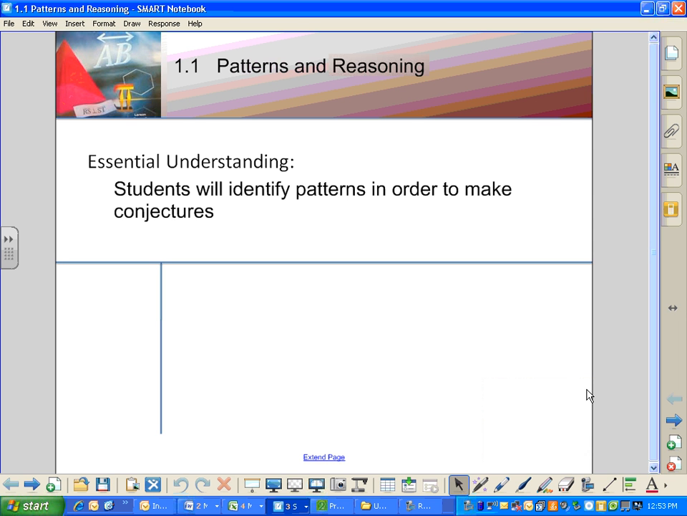Okay, in our first lesson in geometry, we're focusing on patterns and reasoning. As you're setting up your Cornell notes, this is section 1.1, patterns and reasoning. Our essential understanding for this is that students will identify patterns in order to make conjectures. And that's our first learning goal for this entire unit. So we'll get that set up on the page in our Cornell notes.